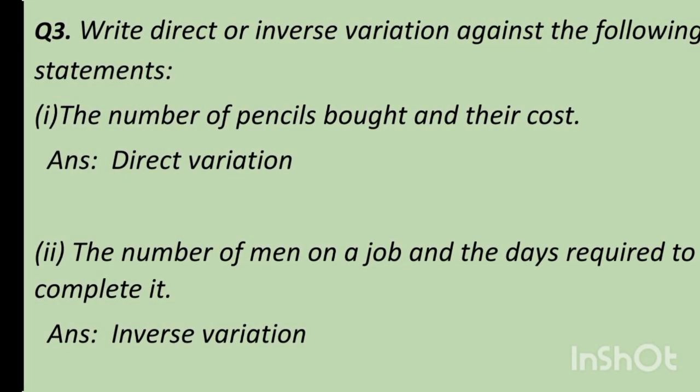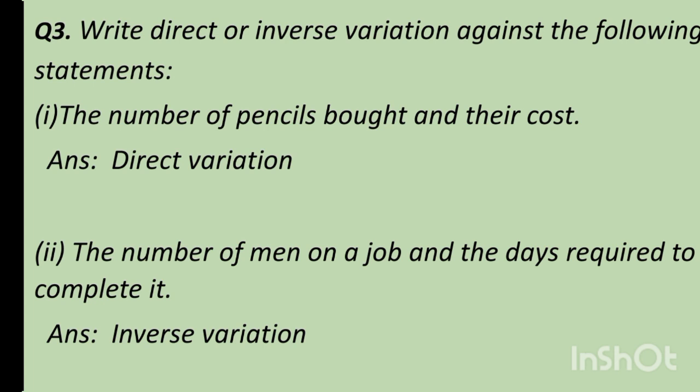Now question number 3 is, write direct or inverse variation against the following statements. And the first statement is, the number of pencils bought and their cost. Now what type of variation is it? Direct variation, of course, because if we buy more number of pencils, of course we'll have to pay more. So the number of pencils increased, so does their cost.